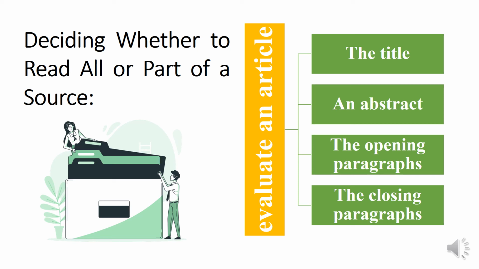First of all, I'm going to look at the title. The title should be relevant to my topic. For example, if I write about the grammar translation method, the title should mention the grammar translation method. I'm not going to insert a paper or an article whose title is about the direct method. No, I'm going to choose an article on the grammar translation method.